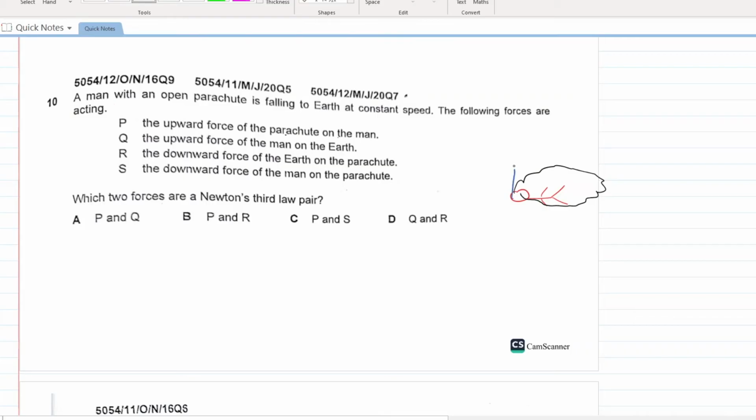This will be acting on the man like this. Force P is equal to the downward force of the man on the parachute. The man will apply a downward force, his weight, on the parachute. So both of these forces are a Newton's third law pair. Why? Because they are equal, they are opposite, and they are acting on different objects. Force P is acting on the man, and force S is acting on the parachute. So P and S, C, is your answer.